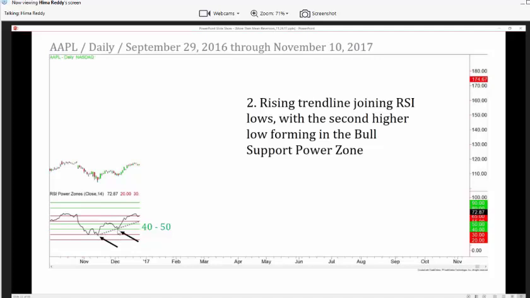Now, I happen to draw dotted trend lines on momentum because it psychologically reminds me that a trend line drawn on a momentum indicator is not as important as a trend line drawn on price. On price, I draw solid, thick lines, okay? So that's the only significance of the dotted line.